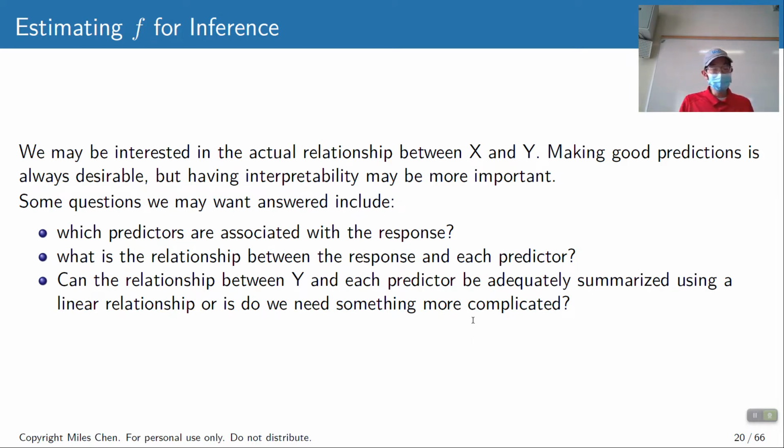On the other hand, if we're trying to estimate f for inference, the questions we're trying to get answers to are which predictors are associated with the response, and which predictors are important in predicting the response. Maybe we want to know the relationship between the response and each predictor, and whether that relationship is linear, or whether we need something more complicated. The answer is going to depend on every single situation, and maybe we want to understand.